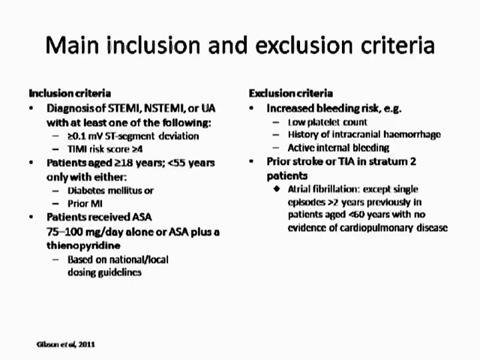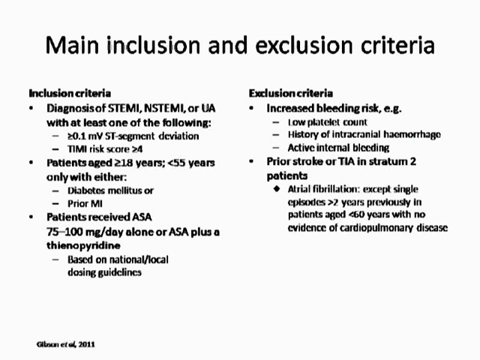Now this is the ATLAS study, where they looked at patients with STEMI, non-STEMI, or unstable angina, with these kinds of scoring systems, age 18 to 55, with diabetes mellitus or prior MI, and they're given aspirin and a thienopyridine like clopidogrel.